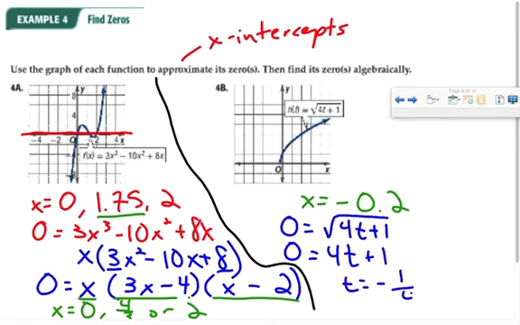T is negative 1/4. So my approximation was really close. Negative 1/4 is equivalent to negative 0.25. My approximation was negative 0.2. So my algebra supports my estimation.